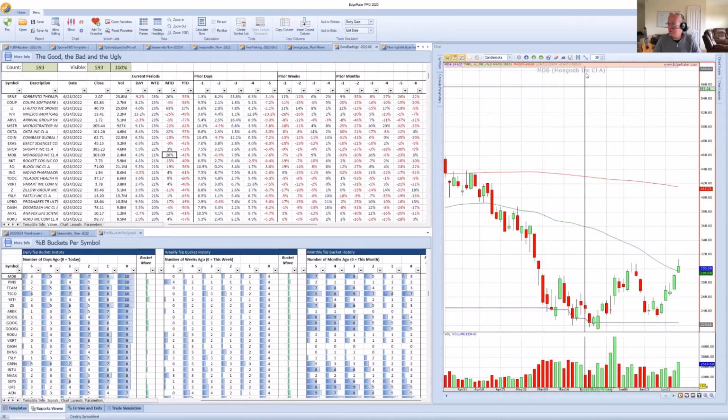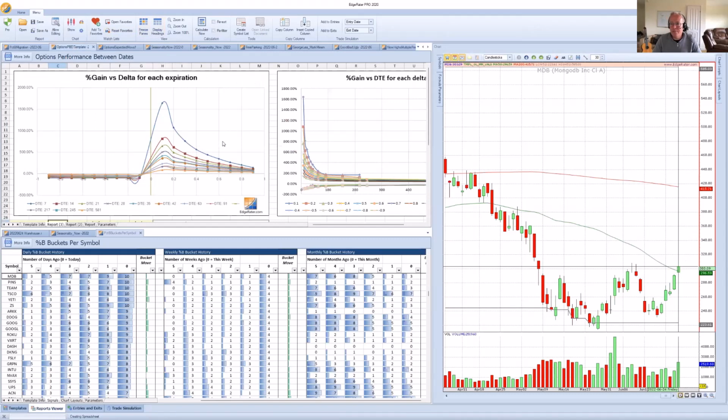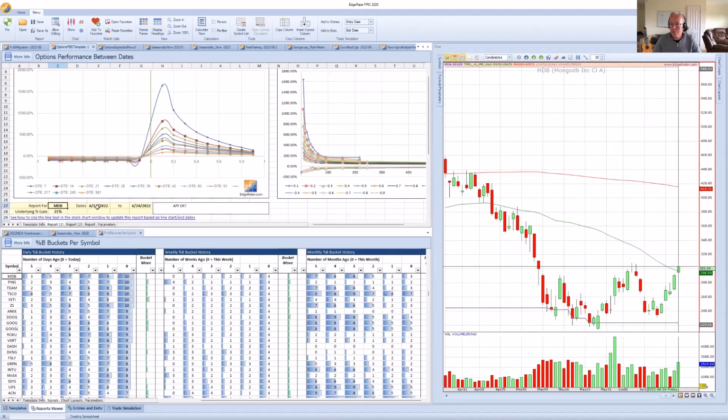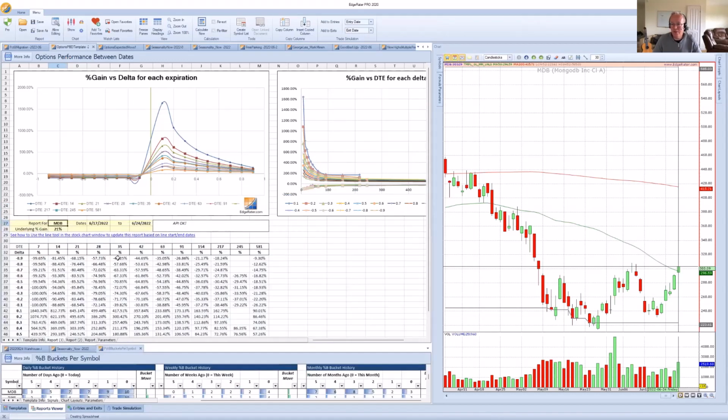How did the options do? All I have to do is take my line tool, draw a line from that bar to that bar, go back over to my PBD template, and we can see MongoDB's underlying gain was 21%. And you can see this one has more expirations. Let me drag that down. It fills in the table below with your days to expiration and all of the percent gains and losses, and then draws that information on the chart here.